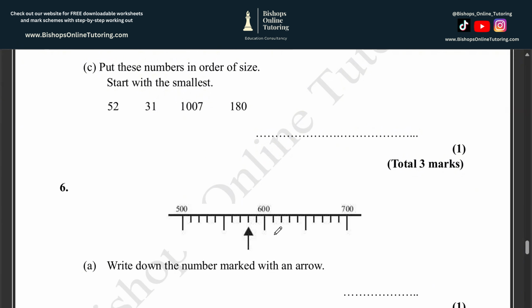Put these numbers in order of size. Start with the smallest. 31 is our smallest number, 52 is our next smallest number, 180 is the next smallest, and 1007 is the biggest number we have.